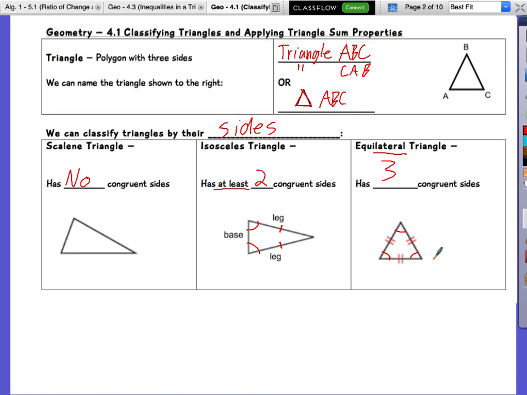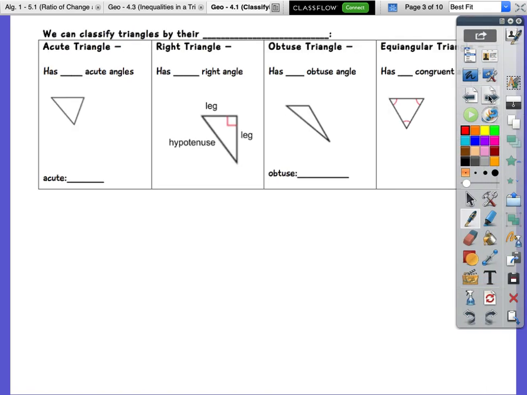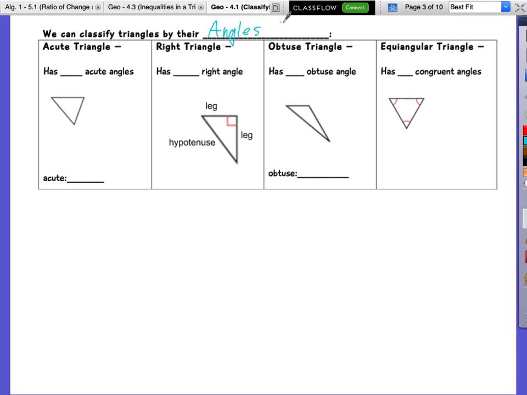Okay, right below this, we're going to classify triangles not only by their sides, but also by their angles. So we can classify triangles by their angles as well. And we'll have 4 different classifications for this one. And this is why we went over those angle reviews at the beginning of class, where I had you describe the acute angles, obtuse angle, right angle. We're going to use them.